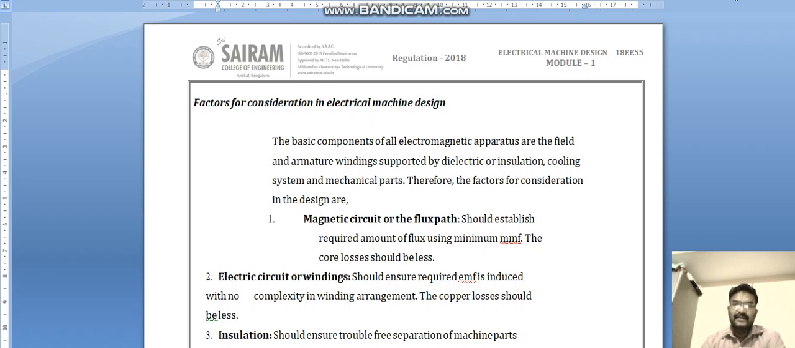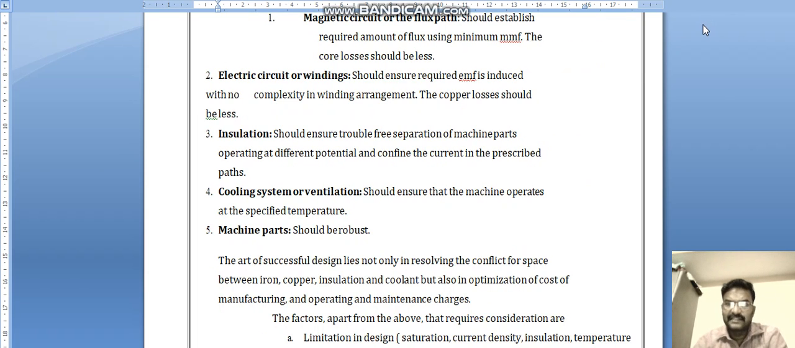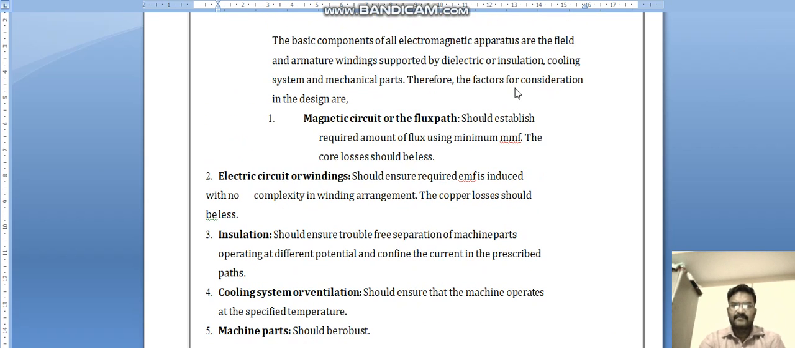I already told you, there are three things which will be useful for every machine design. One is the magnetic circuit or flux path. Another is the electric circuit or winding. The third one is insulation. The magnetic circuit or flux path and the electric circuit or winding are the major things. It may be a generator, transformer or motor.